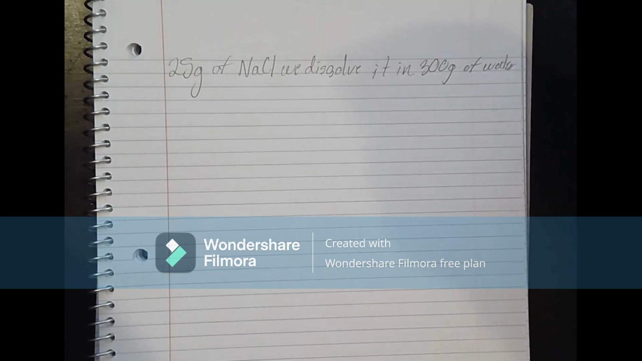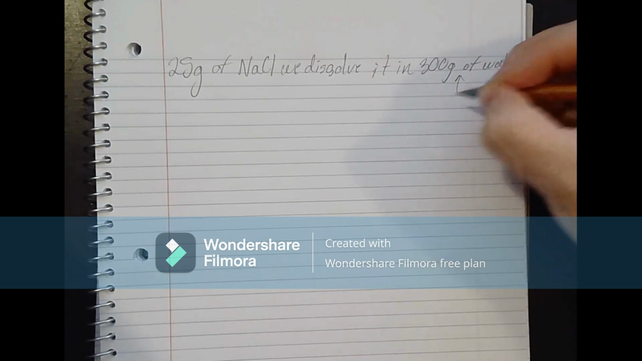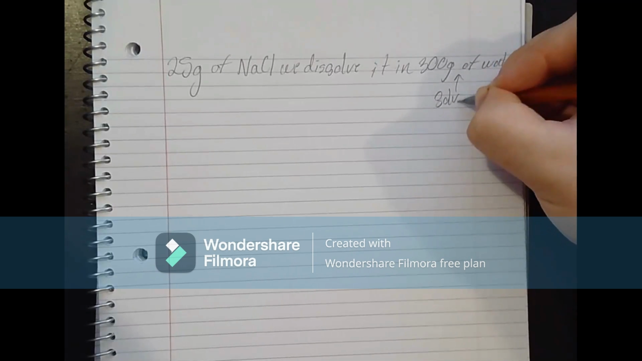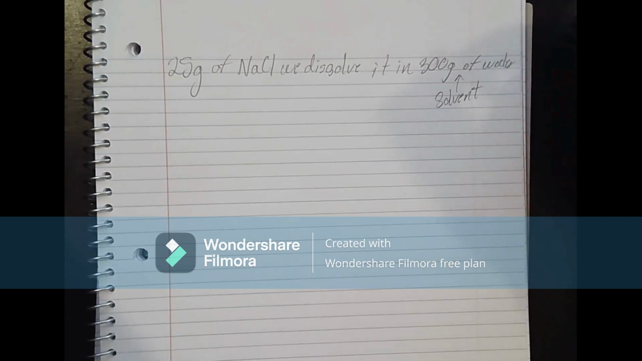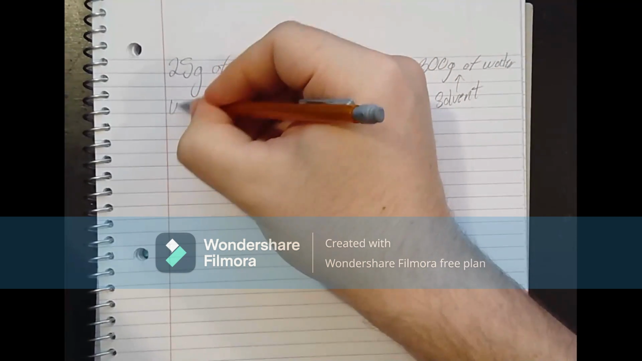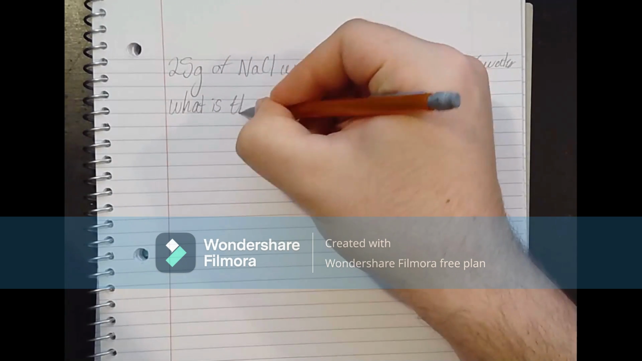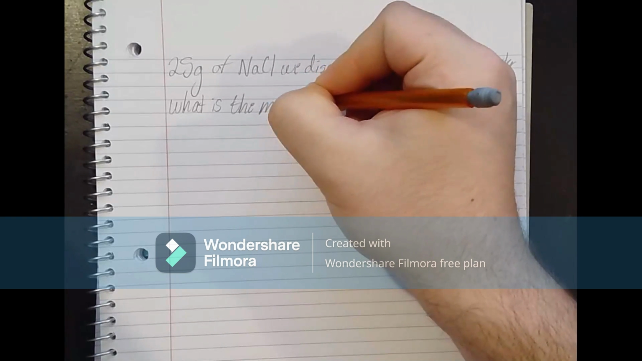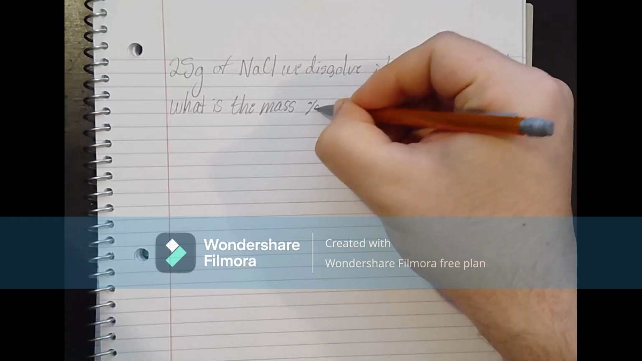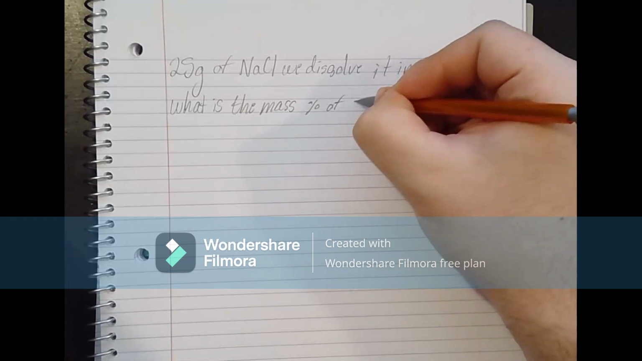Now, if you remember earlier, the solvent will always have the same phase as the solution later on. If this is an aqueous solution, we know for a fact that this water here will act as our solvent. But anyhow, what is the mass percent of the solution?